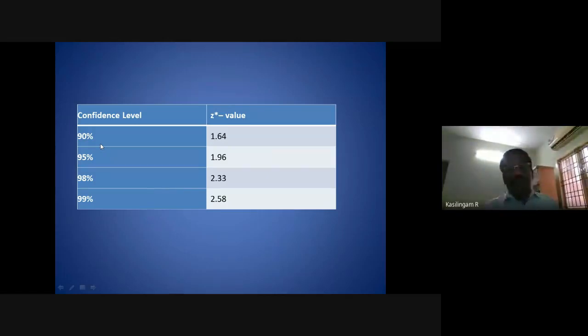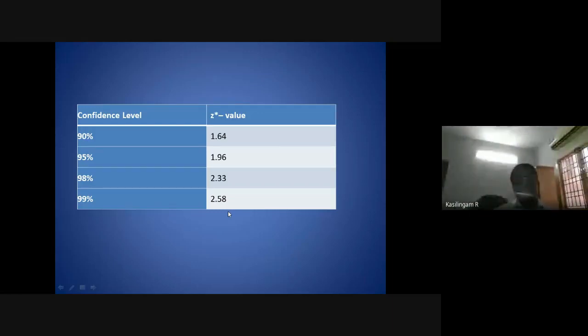99%, 0.01. Corresponding z value or t value. Now, you write down in the notebook 0.1, 0.05, 0.02, 0.01, which is reducing. The significance value is reducing, and my z value is increasing. Otherwise, when my t value increases, my significance value will come down.